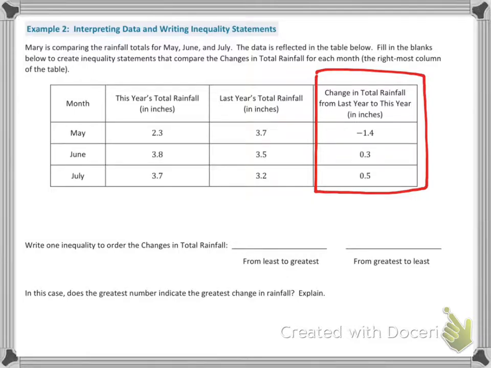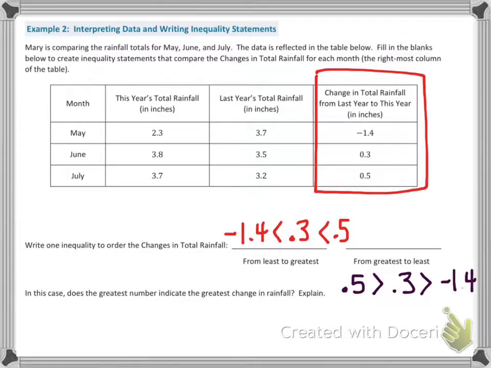So I see a negative 1.4. That's going to be smaller than 0.3, which is smaller than 0.5. So there's least to greatest. And if I turn around and go greatest to least, put that down here, that's 0.5 is greater than 0.3, which is greater than a negative 1.4. Okay, so we've got two different inequality statements, least to greatest and greatest to least.